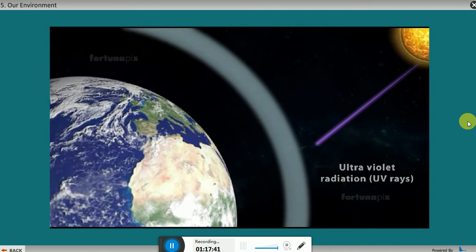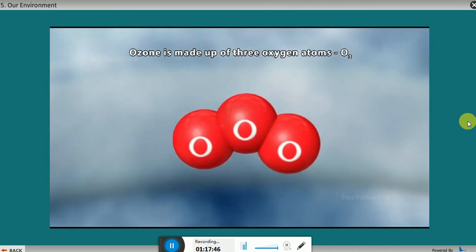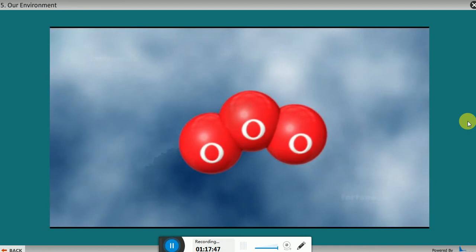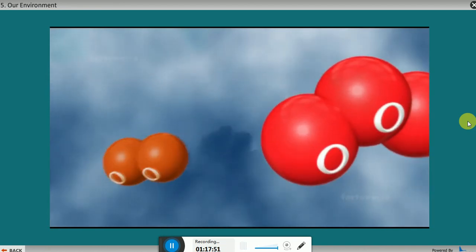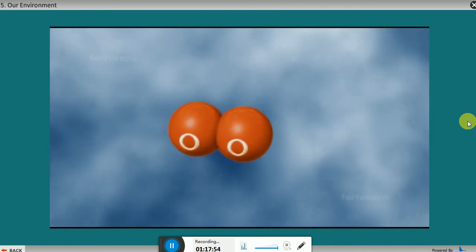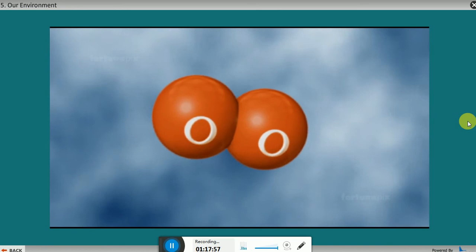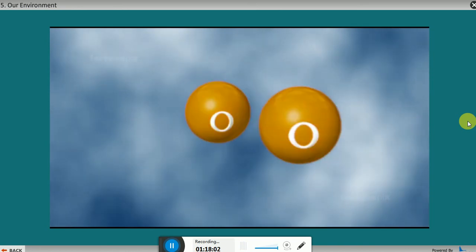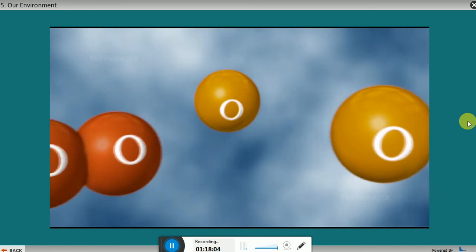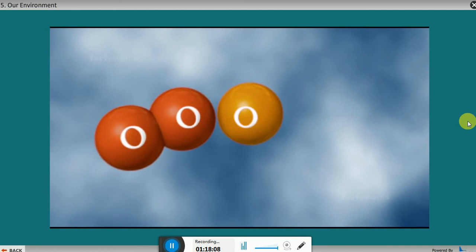Ozone is made up of 3 oxygen atoms, O3, in contrast to the ordinary oxygen molecules, which consist of 2 oxygen atoms, O2. Ozone molecules form when energy from ultraviolet radiation separates the 2 atoms in an oxygen molecule. The separate oxygen atoms then recombine with oxygen molecules to form ozone.